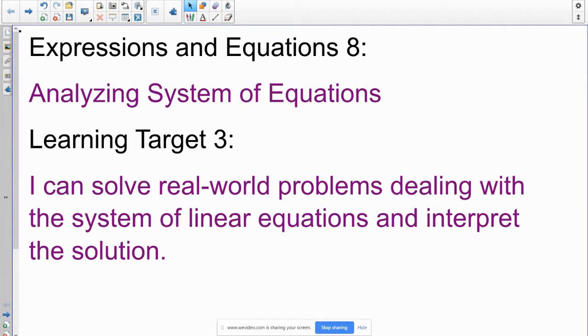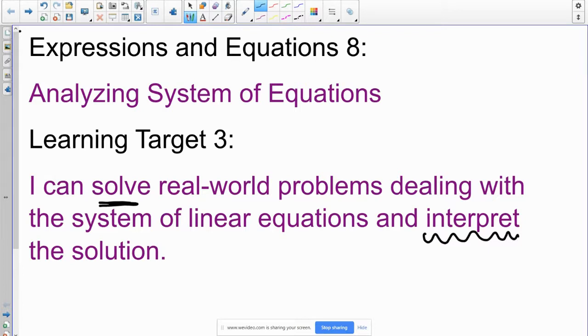Expressions and equations number 8. We're still analyzing systems of equations. The great news is it is the final learning target of this standard. And in this one, there are 2 verbs we have to look at. So I can solve. You're going to solve real-world problems dealing with systems of linear equations, and you're also going to interpret them.